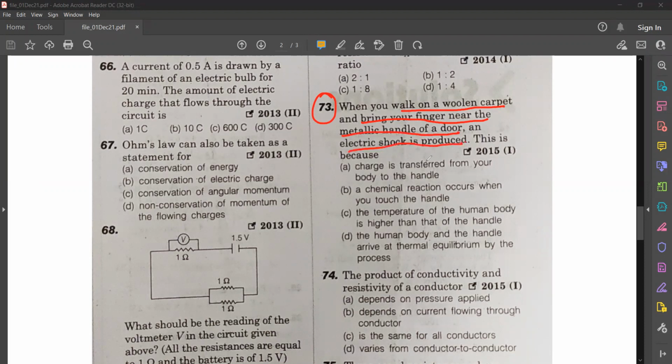This is because: charge is transferred from your body to the handle; a chemical reaction occurs when you touch the handle; the temperature of the human body is higher than that of the handle; or the human body and handle arrive at thermal equilibrium by the process. Okay, so you have to read the statements two times, then comment your answers.